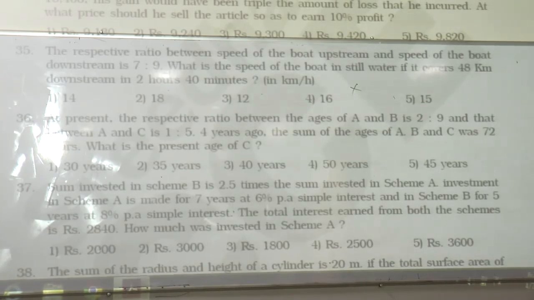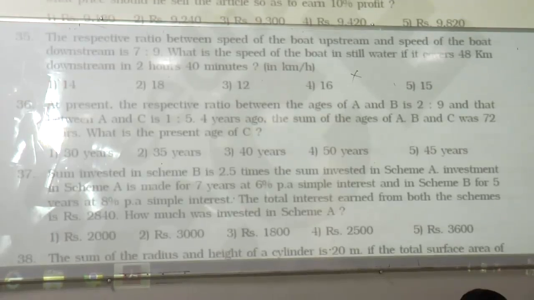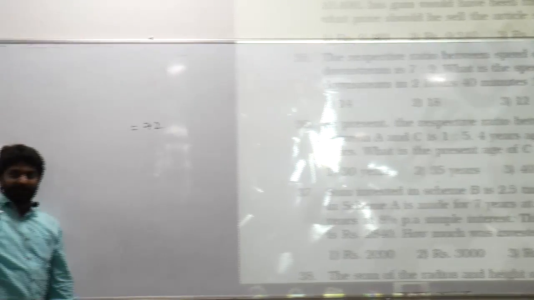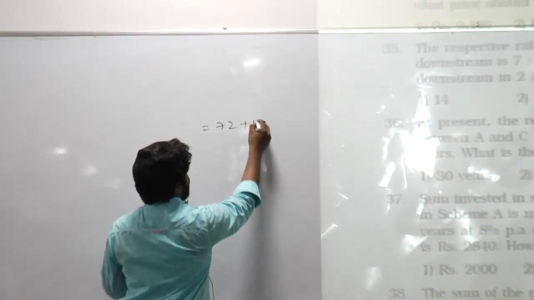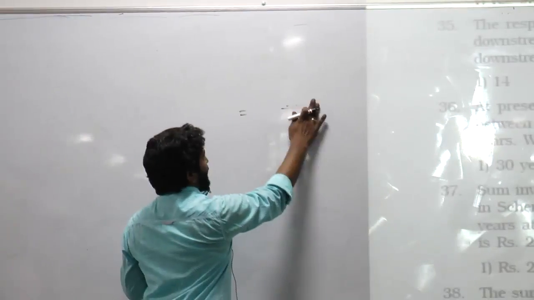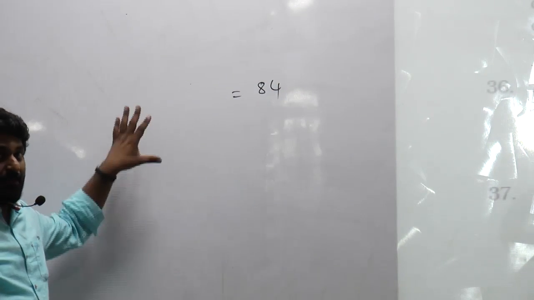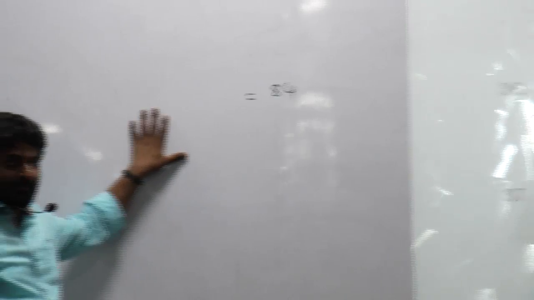4 years ago, the sum of their ages was given as 72. If I want to calculate the sum of their present ages, for each person I need to add 4 years. As there are 3 persons, I need to add 12 years. So which is equal to 84. 84 is the sum of present ages of A, B, C.